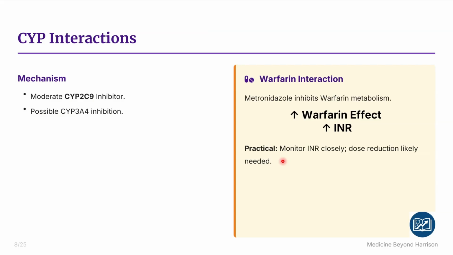Cytochrome interactions: it has moderate cytochrome 2C9 inhibition and possible 3A4 inhibition also. So it inhibits warfarin metabolism. There is a higher warfarin effect and higher INR. So monitor INR closely during treatment with metronidazole. Try to avoid metronidazole therapy in patients with post aortic valve replacement, where you give warfarin, or in patients with antiphospholipid syndrome, where you give warfarin. In all these cases, try to avoid this group of drugs.